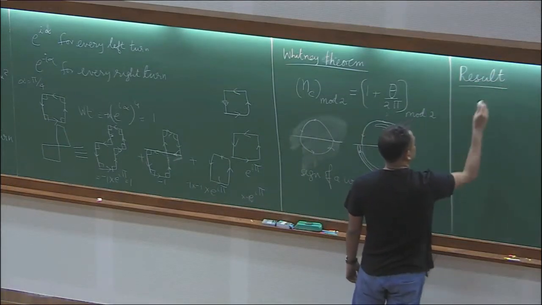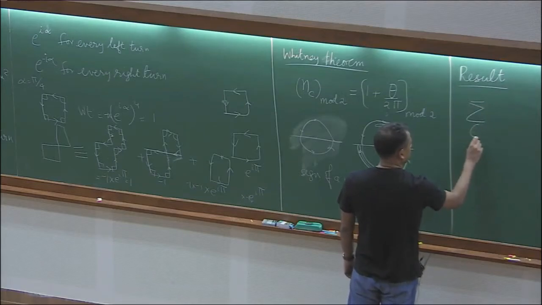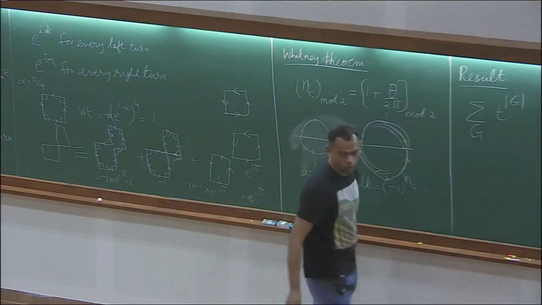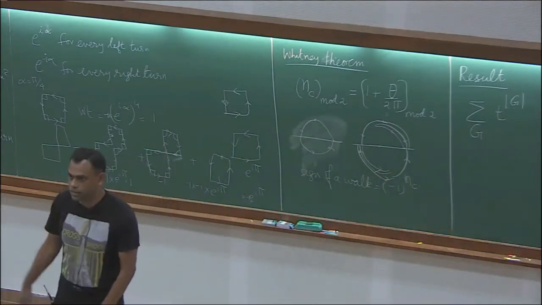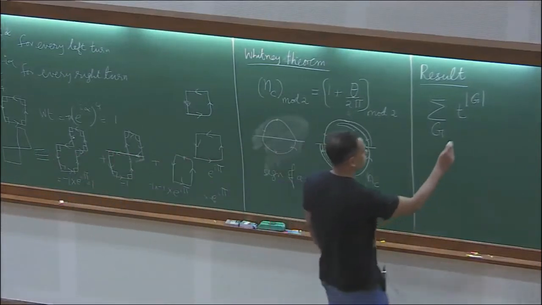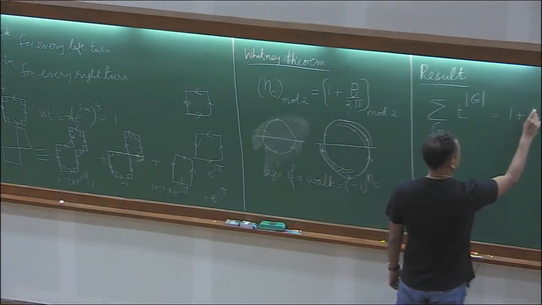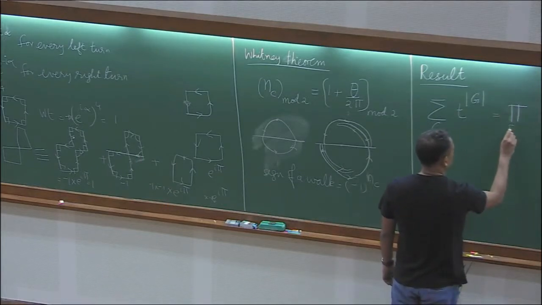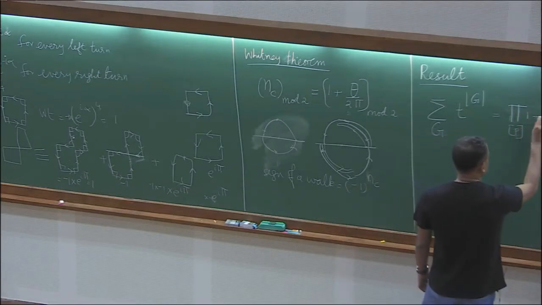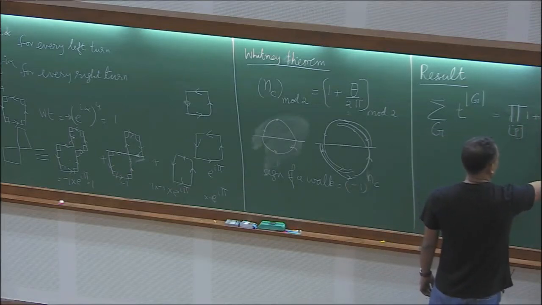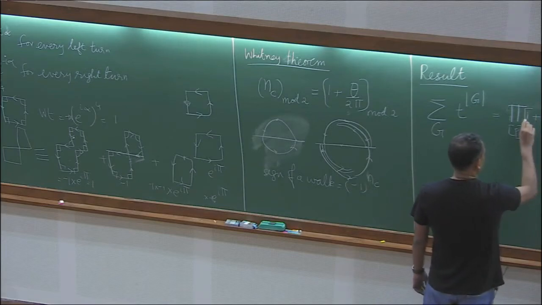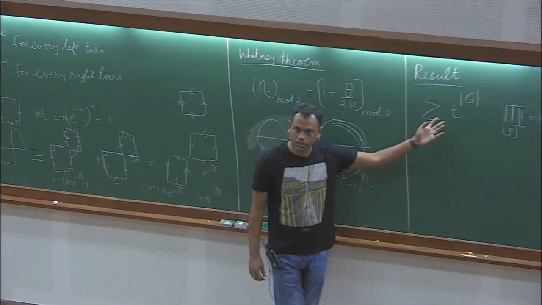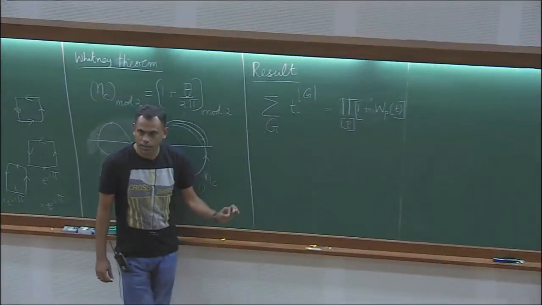The key result is the sum over all possible graphs e to the power mod g. This is my partition function for the Ising model. It is equal to 1 plus the product over all p of 1 plus, and I'll define the right hand side very soon. So the left hand side is my original sum over all possible graphs weighted by t.